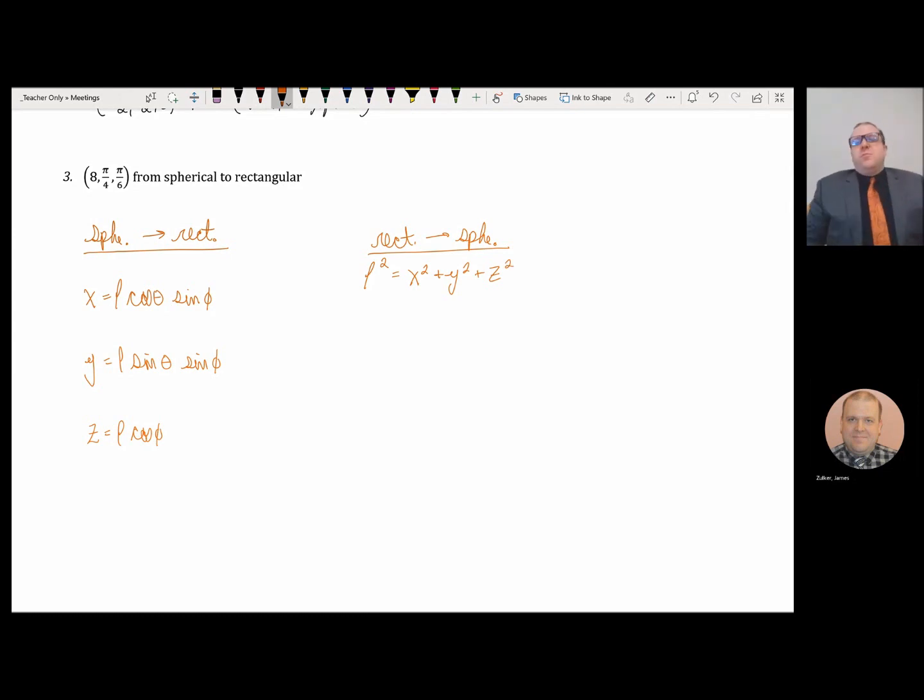Rho squared is x squared plus y squared plus z squared. Again, by convention, we always take rho to be positive because it's measuring a distance. So you could just take the square root and say rho is the positive square root of x squared plus y squared plus z squared. Now, theta is the same theta as from cylindrical coordinates, which means that relation is going to be the same.